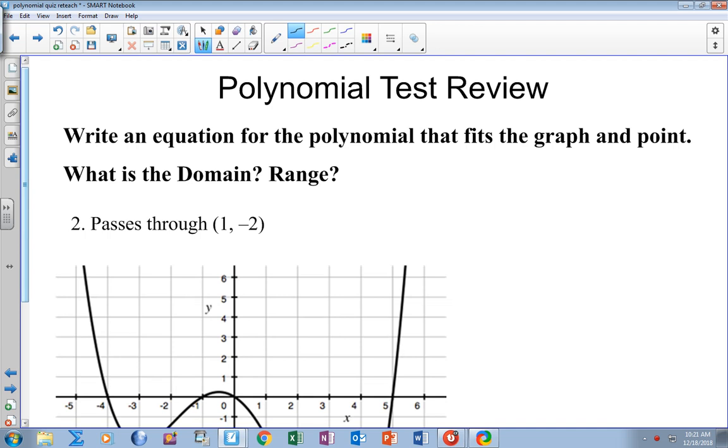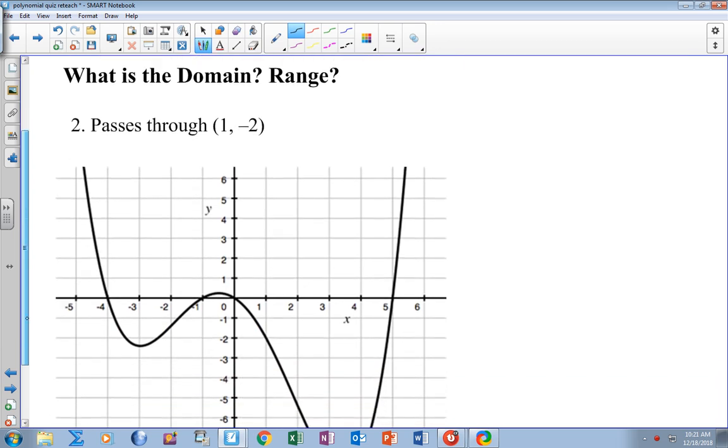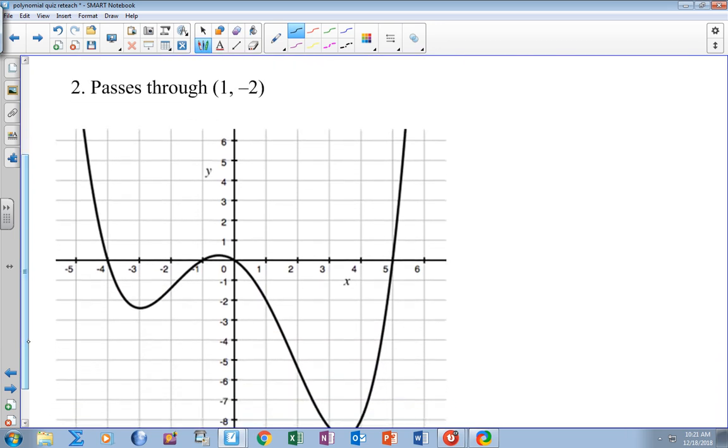It wants us to write the equation for the polynomial that fits the graph and the points that are indicated. And then it wants us to state the domain and the range. All right, so here we go. The first thing we want to do is look at the graph. We see that it has 4 distinct roots, so we know that it's a 4th degree polynomial. We're going to go through each one and find the actual root and their multiplicities.